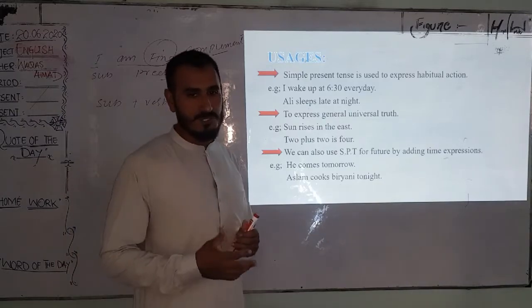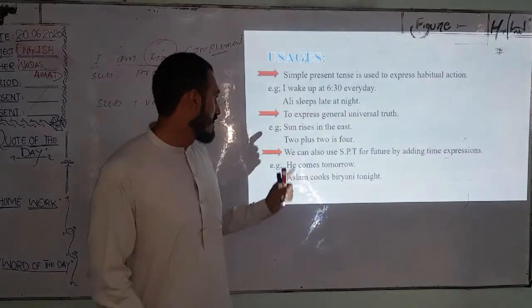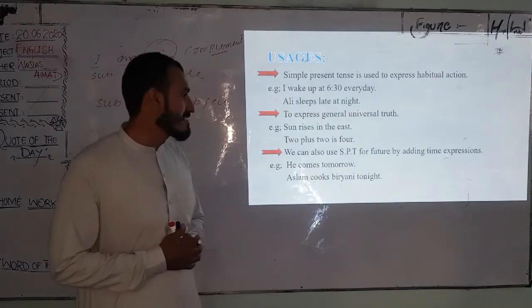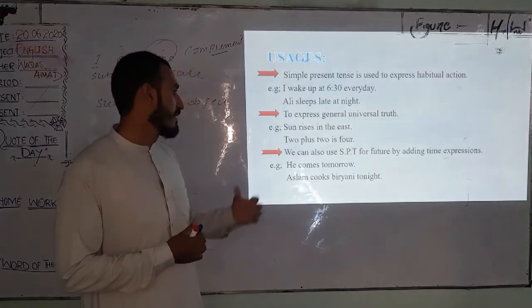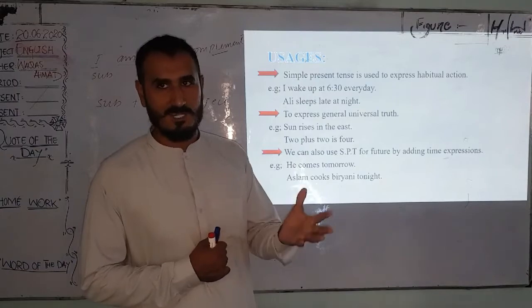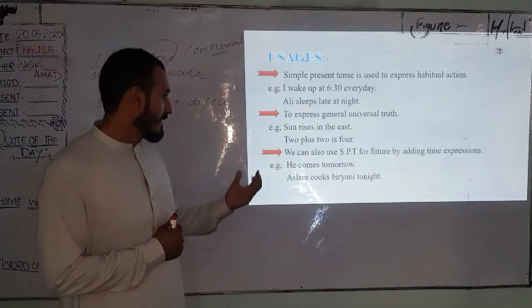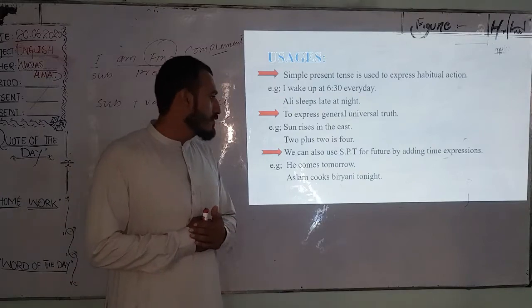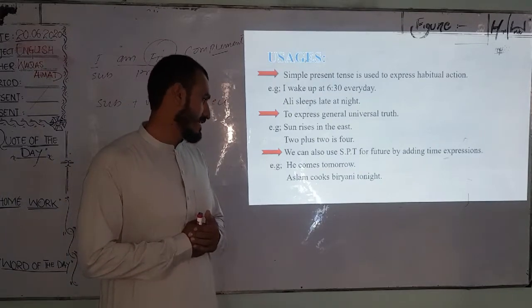Second, to express general universal truth. We use simple present tense for universal truth. For example, the sun rises in the east. And 2 plus 2 is 4. 2 plus 2 doesn't form 5. This is a universal fact.